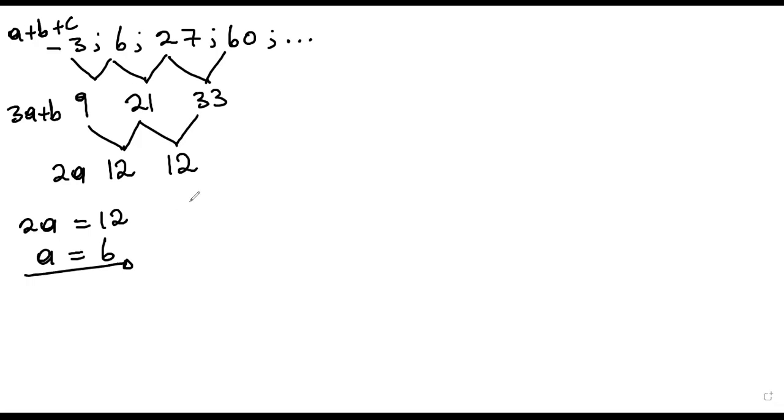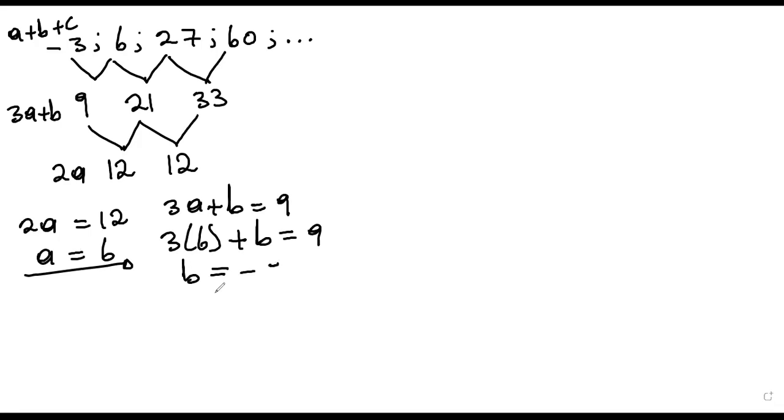Then we come back and say 3a plus b is equal to the first term of the first differences. But we know that the value of a is 6. We are looking for b, like that. So 3 times 6 is 18. And then taking it to the right, it becomes negative. So 9 minus 18 will just give us -9. Then from here we say a plus b plus c must give us -3, like that.